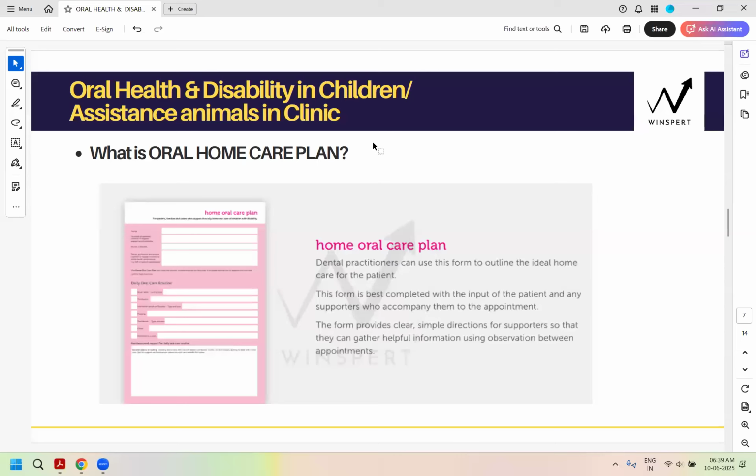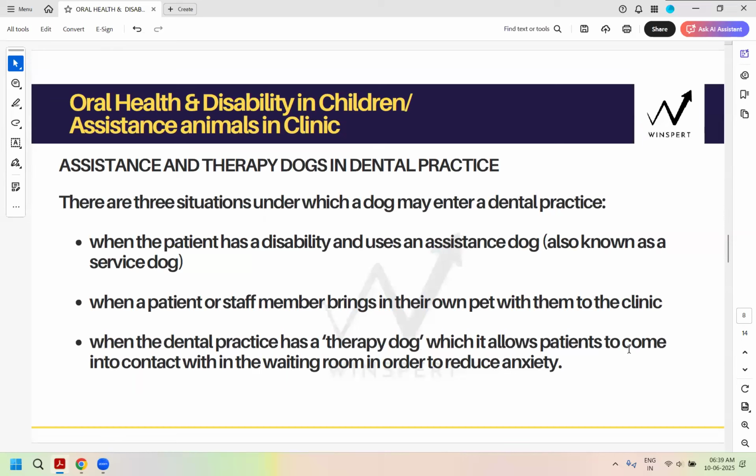Now, what if they bring their assistant dogs or assistant animals? So there are three situations under which a dog can be allowed. One is when the patient has a disability and they have an assistance dog, which is also known as a service dog. So a service dog is allowed in all situations, all scenarios in your clinic, even in the working area on the chair.